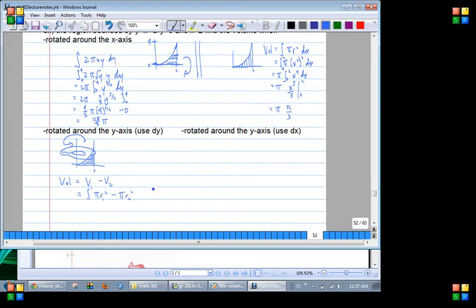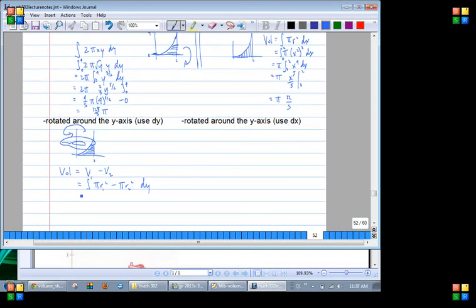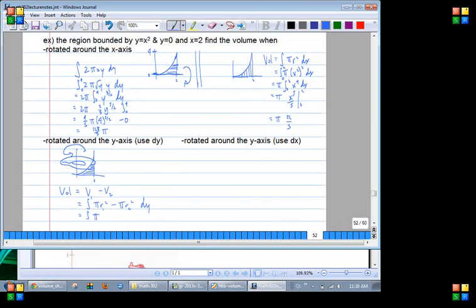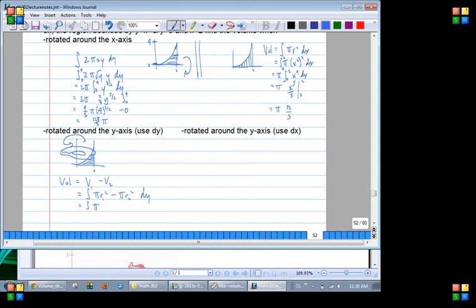And d, what variable are we using? Yeah, horizontal slices are dy. And so what is the outside volume? What is the outside radius, excuse me? Look at the picture. Which equation gives you the outside volume? x equals 2. The outside one is x equals 2. So based on that, what's the radius going to be? Radius will be 2.